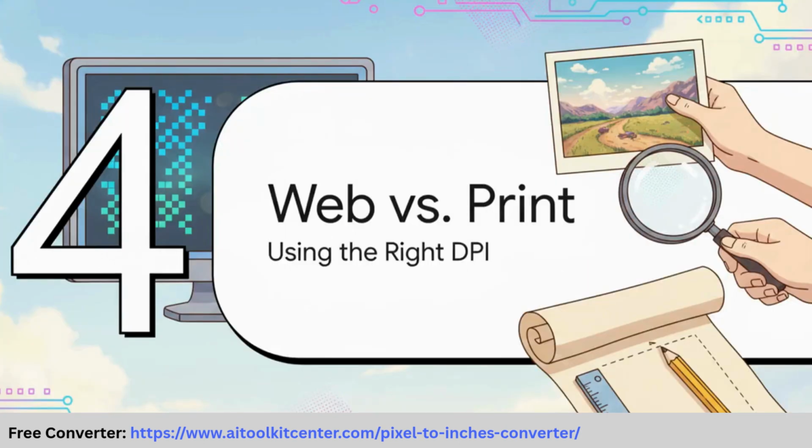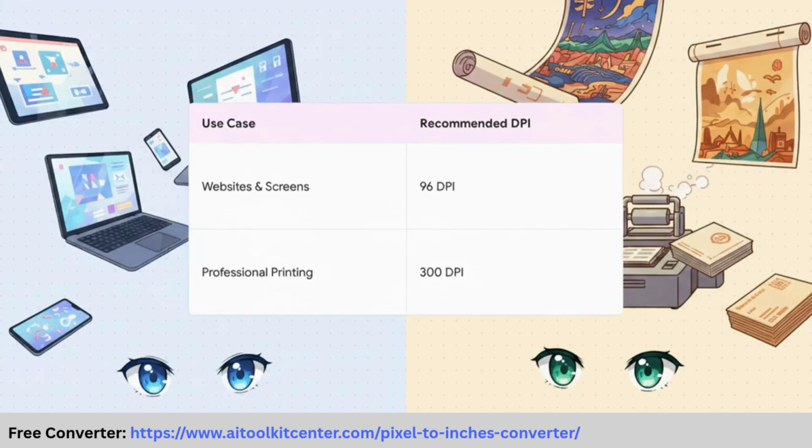So let's talk about how to use this in the real world. Honestly, the single biggest mistake people make is just using the wrong DPI for the job. So let's clear that up with a super simple rule of thumb. It's this simple. If what you're designing is going to live on a screen, a website, a social media graphic, anything digital, use 96 DPI. But if it's going to be physically printed, a business card, a poster, a banner, you absolutely have to use 300 DPI. That's the magic number for a crisp, professional result.